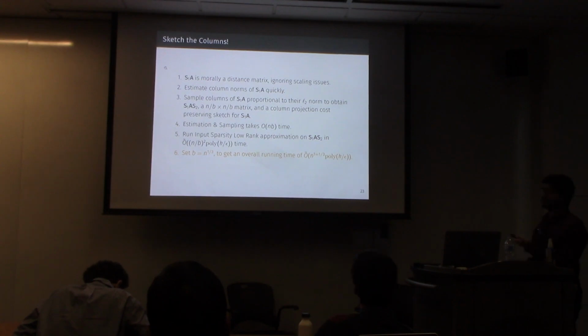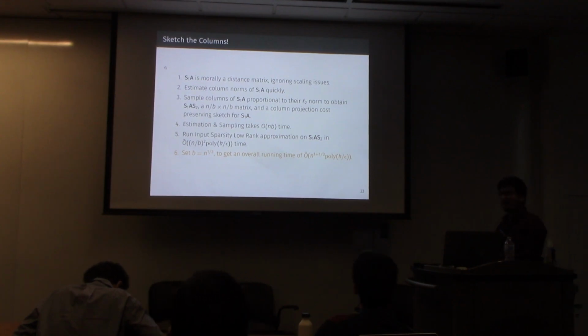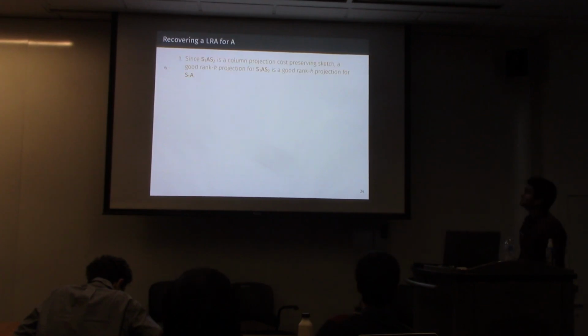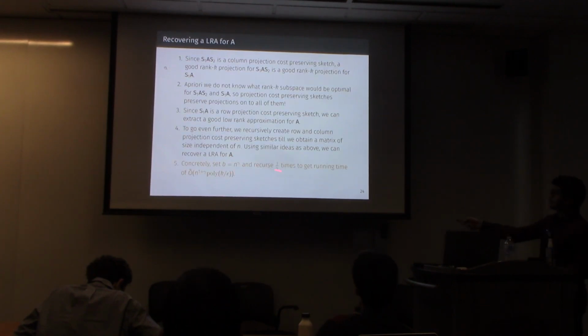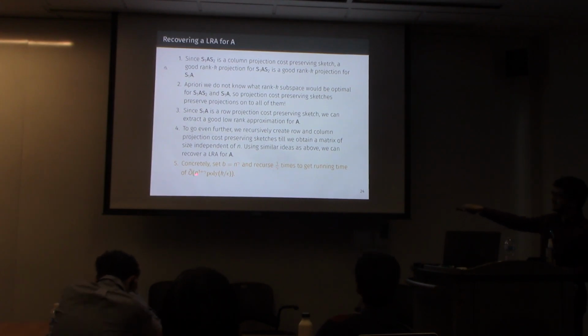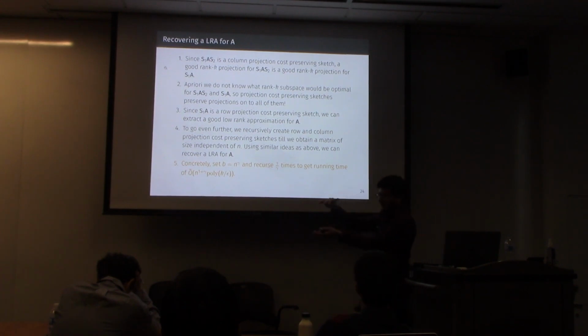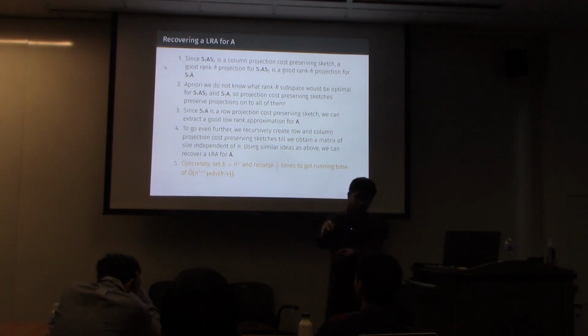So what are we going to do? We're going to apply this algorithm recursively. At every stage, we preserve all the rank k projections into the column space and the row space. We begin with the large matrix, we sample its rows. This is a projection cost preserving sketch for the previous one. We sample its columns, then we sample the rows, and sample columns again. And we do this a bunch of times. In fact, we do this 1 over gamma times, and we get a running time which is n to the 1 plus gamma poly k over epsilon for any constant gamma. And at every level, we've preserved our row projection and our column projection.